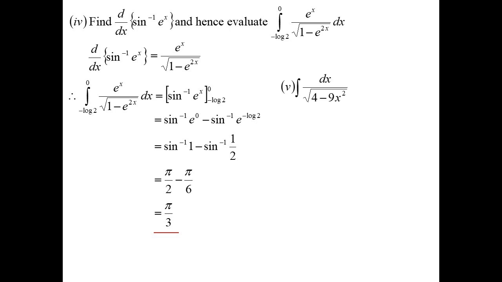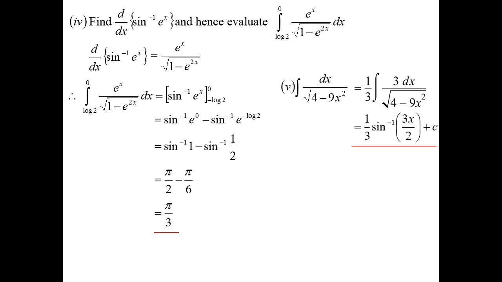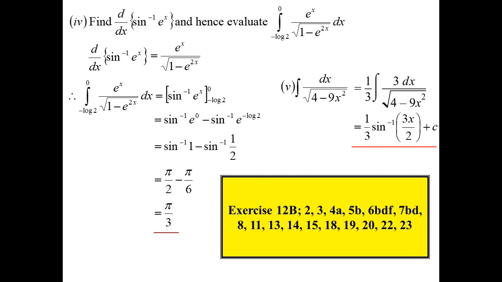Next, dx on the square root of 4 minus 9x squared. Well, this is the one where I'm going to say I want to create the derivative on top. But remember, that's the function squared, so it's 3x. I want the derivative of 3x on top, so I would like 3 on top. I have a third of that. But it's now in that form. So I can say inverse sine of the function 3x over, and the square root of 4 is, of course, 2. So I get a third inverse sine 3x on 2. That'll do us. Enjoy.